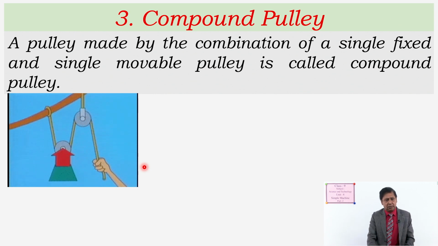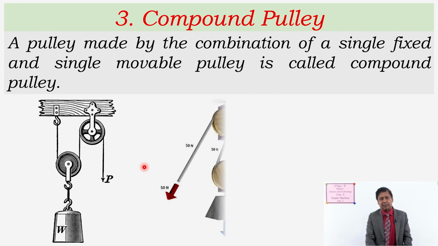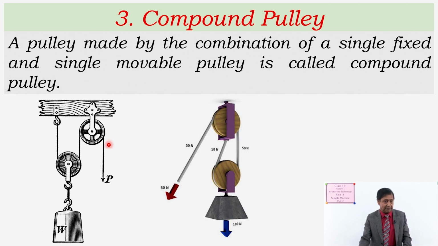But we usually make this type of diagram or this type of diagram. Both of them are same. Only the position of this fixed pulley is a little away. If it is placed just above this movable pulley, then we'll get this diagram. Okay, this is compound pulley.